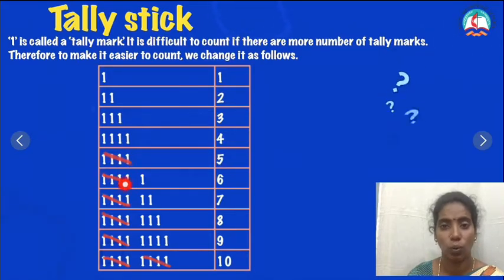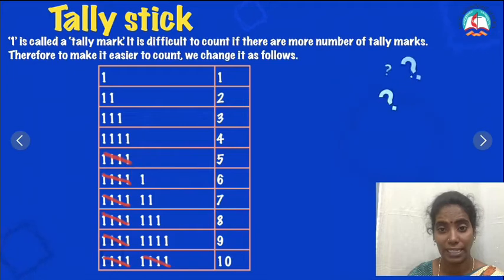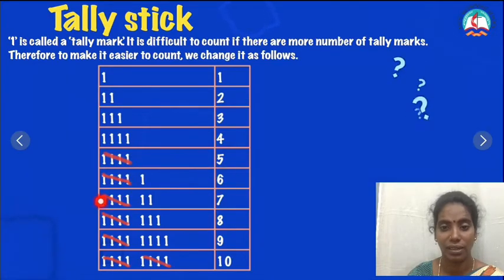6 is one set of 5 and one more extra 1. 7, look at how they represent the 7. 8, look at that. 9, and last, 10. So it's easy when you see 4 sticks with 1 across, we call it a 5. So 5 plus 5 is 10. So we are getting the answer quickly.